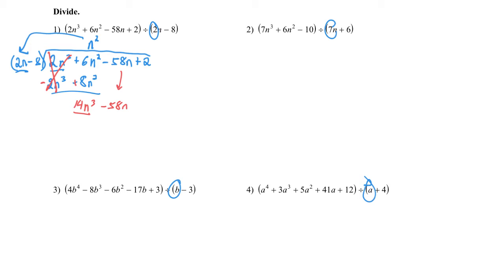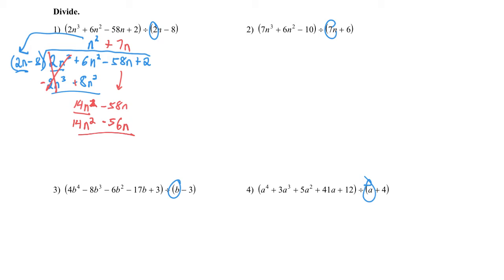So that's going to be, whoops, that should be 14n squared there, shouldn't it? Change that to a square. Okay, so what times 2n is 14n squared? So that's going to be 7n. And then we multiply the 7n into the 2n minus 8. So 7n times 2n will be 14n squared, so they match. That's good. 7n times the negative 8 is going to be negative 56n.